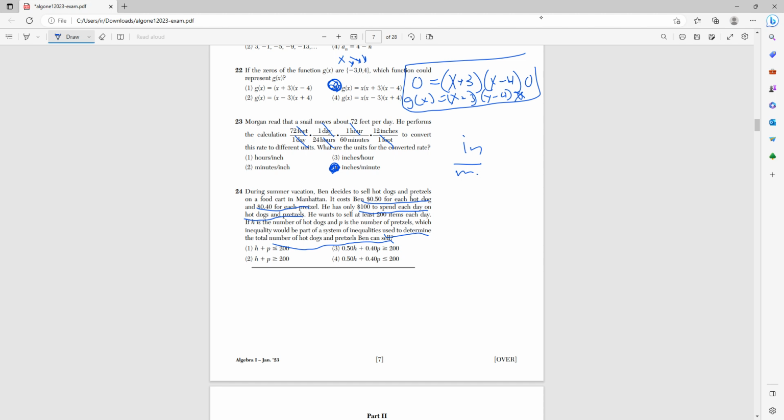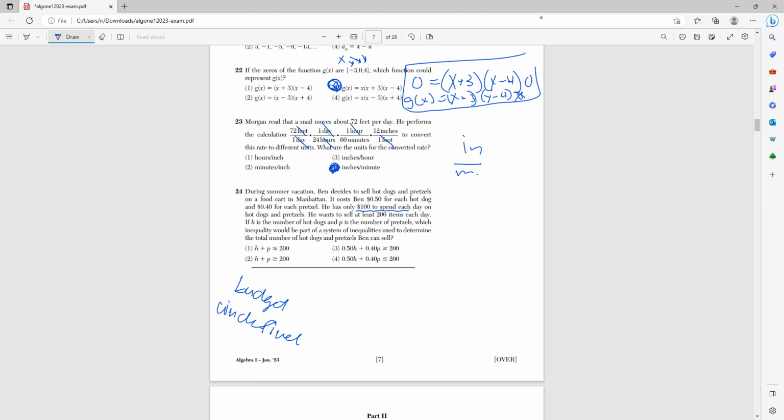So he knows that he wants to sell at least 200 items each day, right? And it doesn't tell us that he has a budget or anything. So we don't have a budget, which means that he can sell as many things as he wants, just so long as they're above 200, right? It cost him 40 cents per pretzel and 50 cents per hot dog. Doesn't matter, right? Oh, never mind. Sorry, I misread the question. My fault. It does tell us he has a budget, right?